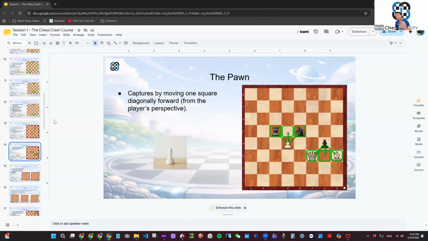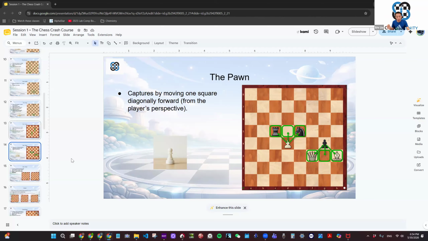But if it's not on its starting square, it can only move 1 square up. This is very important. It's pretty tricky. That's why I'm saving this for the last. If the pawn is not on its starting square, it can only move 1 square up. It cannot move 2 squares up. So that's how the pawn moves, but we also have to learn how the pawn captures.